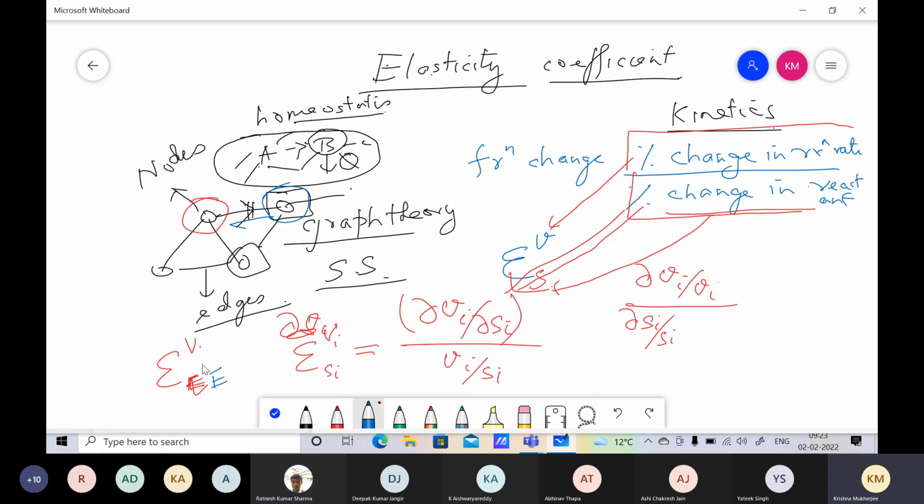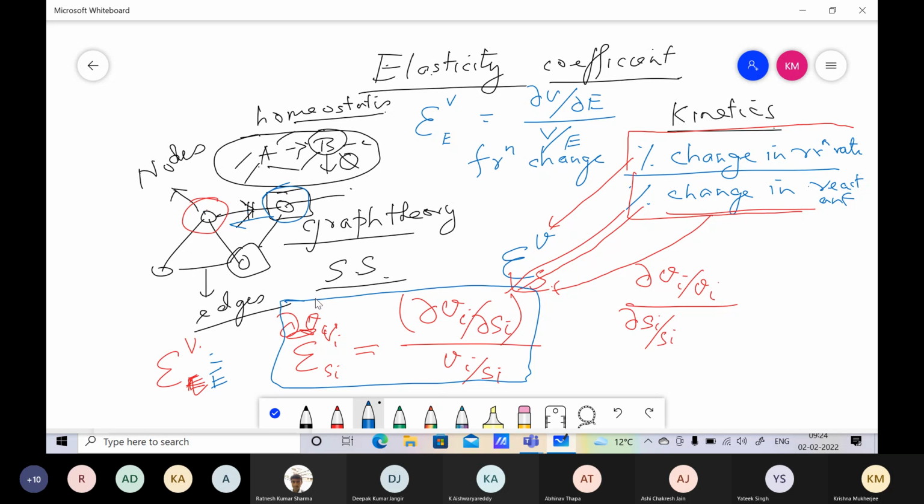In which case, this one here, EV by E will be equal to dV by dE upon V by E. Right? So this is the definition of elasticity. Okay, so the elasticity of a reaction with respect to its substrate would be given by this expression here.